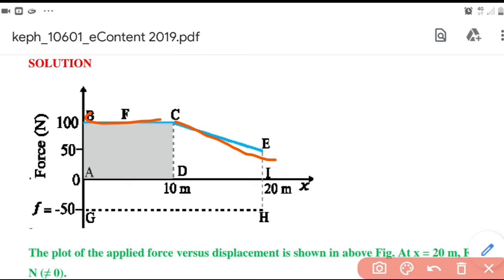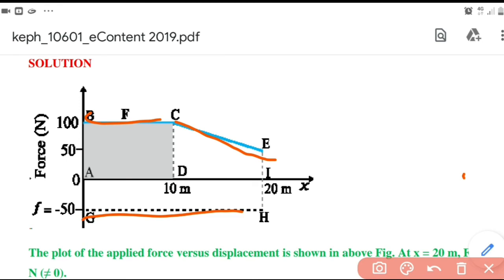Now you are asked to show the frictional force also. Frictional force is something which opposes the actual motion, so it should be shown in the fourth quadrant, that means on the lower part of the graph. That is why it is drawn like that, because the force is opposite to displacement. So we have the constant frictional force, that is 50 Newton, and this line shows that, which gives the work done by the frictional force.